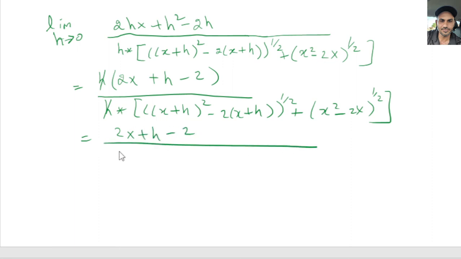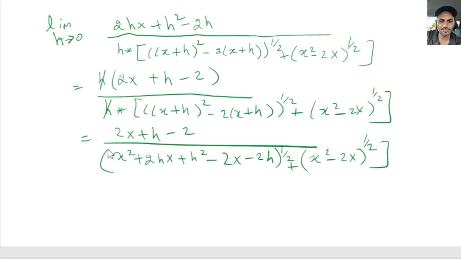so we won't make any mistake. If you take the square, it becomes x squared plus 2hx plus h squared minus 2x minus 2h, just simplifying it at the same time, everything raised to 1/2 power plus x squared minus 2x raised to 1/2 power, and this is what we got in the denominator.